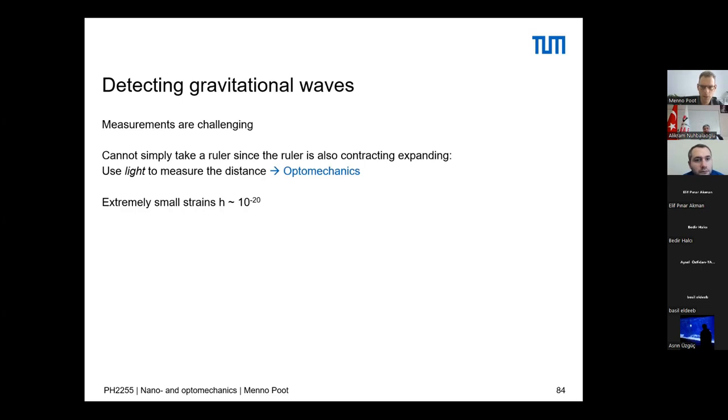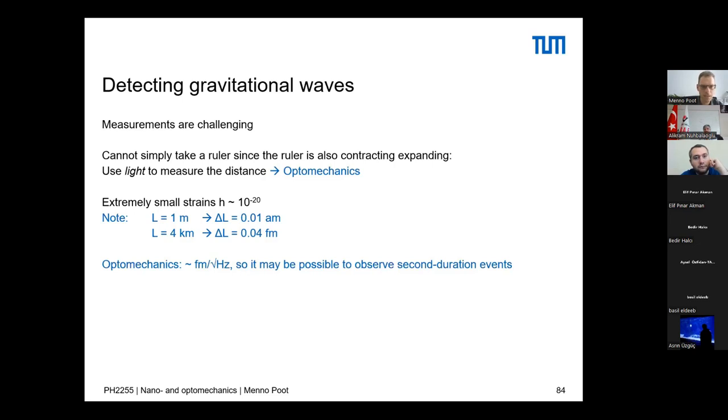And as I said, these strains that are expected are extremely small. Just to put this into perspective, assume that we now place test masses over a distance of 1 meter. Then with this strain of 10 to the minus 20, you'll find that the change in distance will be about 0.01 attometer. That sounds really, really small, and indeed it is. If you now would place these test masses much further apart, say 4 kilometers, then this change in length is of the order of 0.04 femtometers. Of course, this still sounds like an extremely small number, but at least we now know that optomechanics has a sensitivity of the order of femtometer per square root hertz.